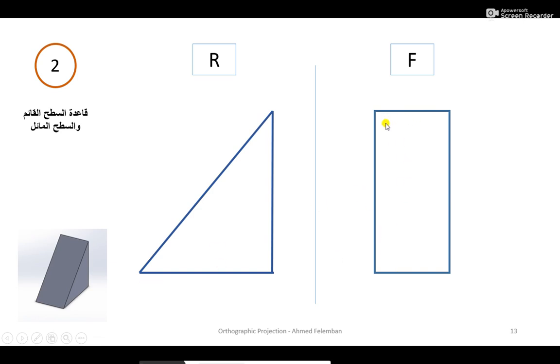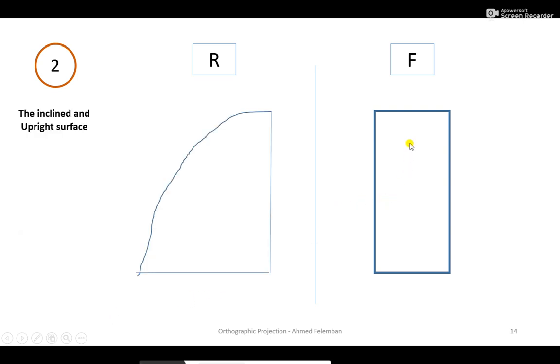It's clearly a rectangle from the front, but from the right I know that it has a diagonal or inclined surface. The same thing with this example: a rectangle, but from the left line I can know that this is not an upright surface, this is a curved surface from the right.